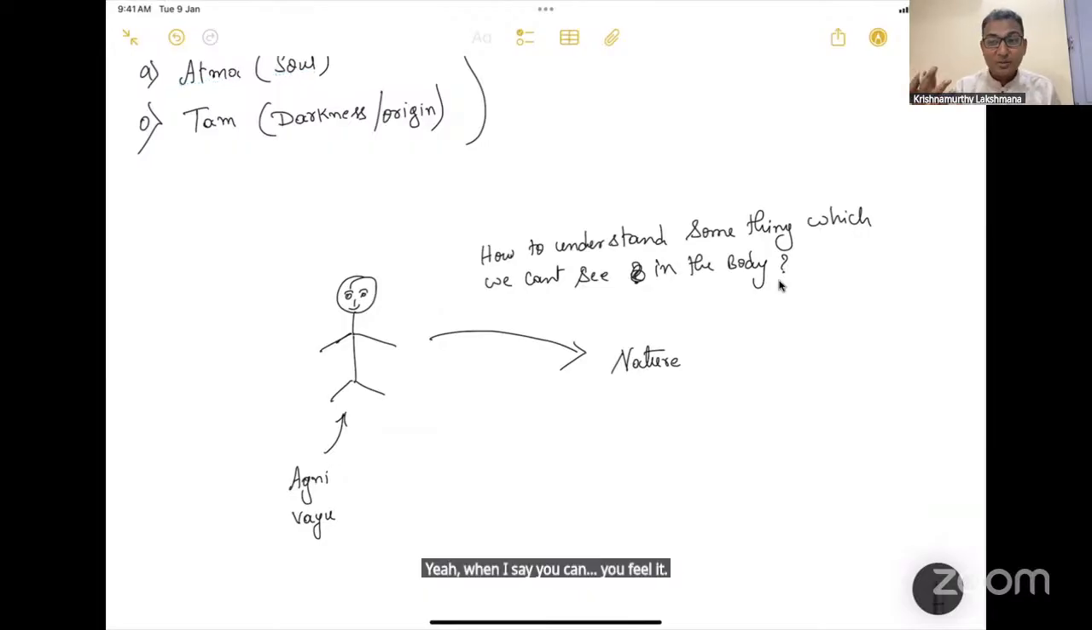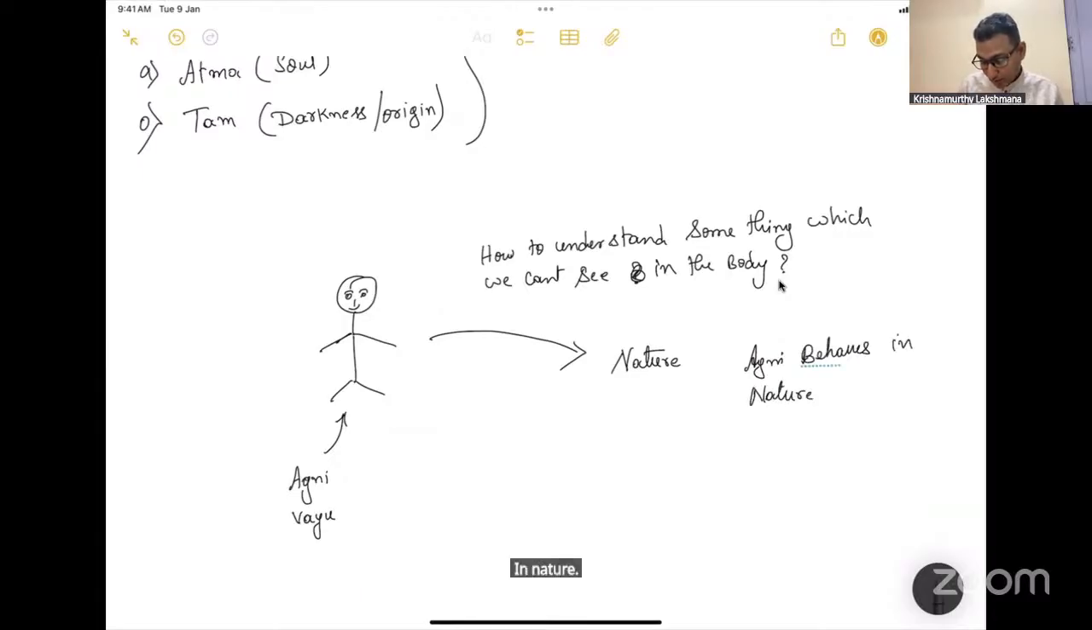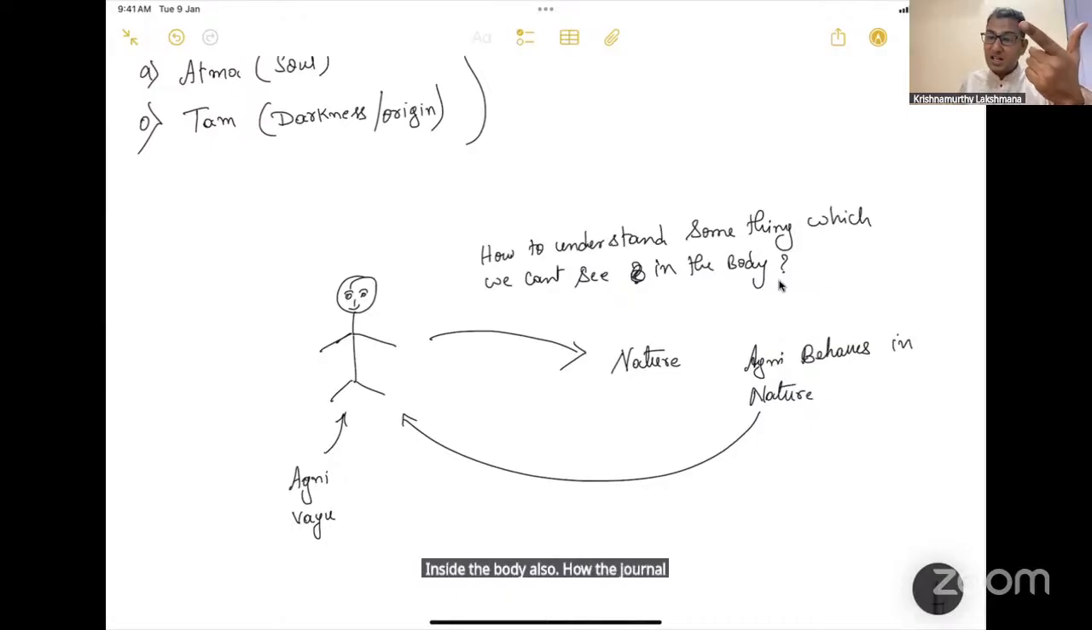Say Akash is not visible, but you can understand Akash by seeing it in nature. For example, how Agni behaves in nature, it behaves the same way inside the body also. How the Jal behaves in nature, the same way the Jal behaves inside the body. Yes, no?